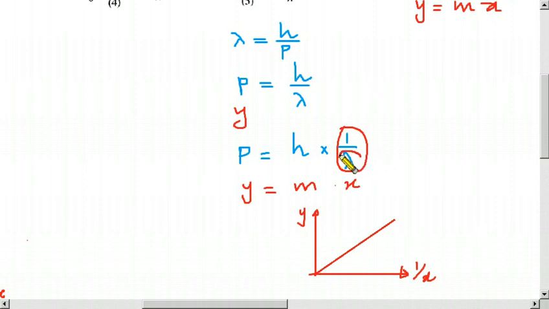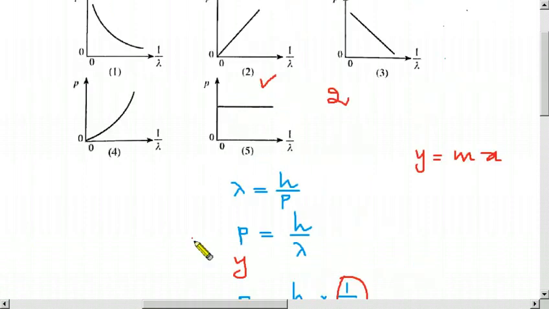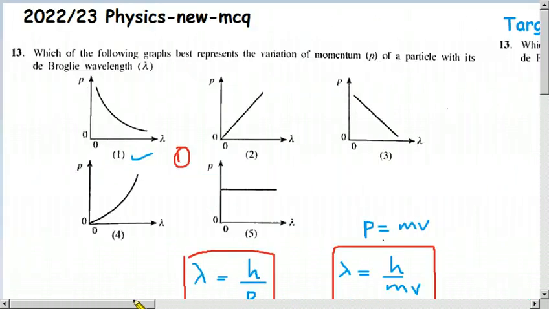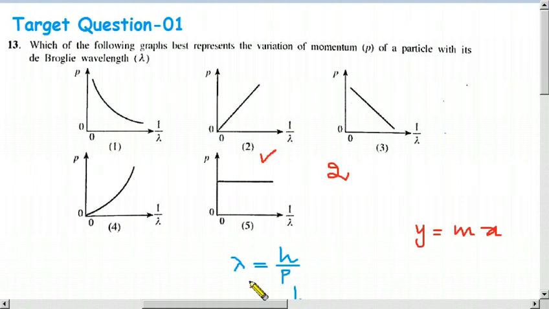If we take lambda instead of 1 over lambda, then it is something like 1 over x. Then it should be a curve. That we discussed in the previous question, which was the original question here. So I changed the question a little bit. Instead of lambda, I took 1 over lambda on the x-axis. If you plot a graph like this, you definitely get a straight line like this.